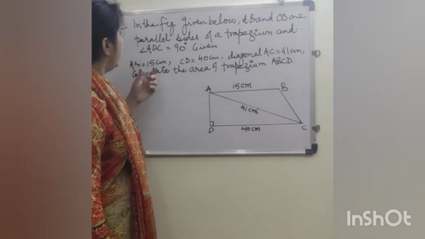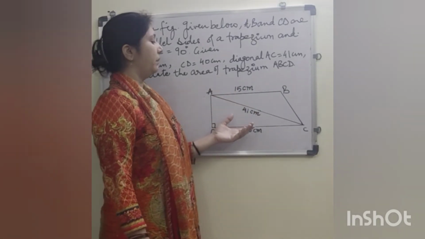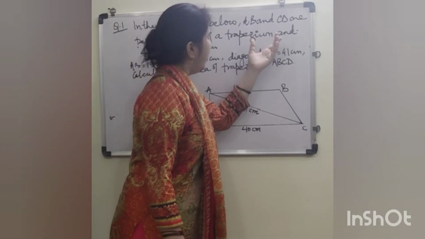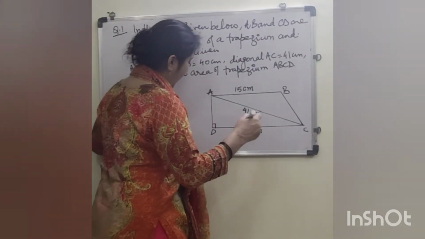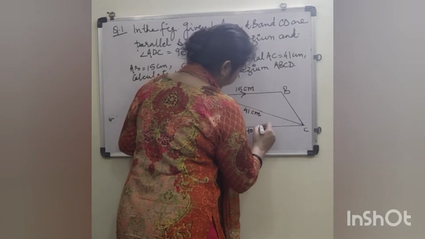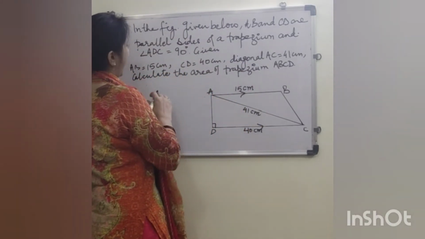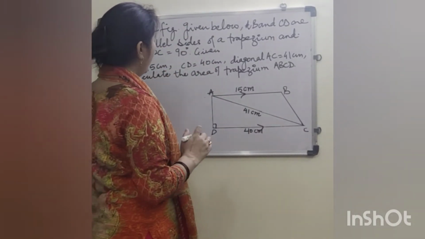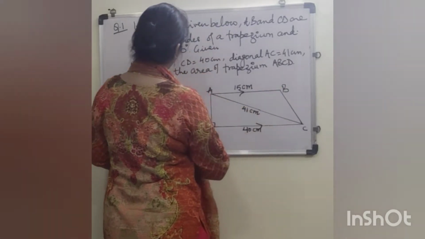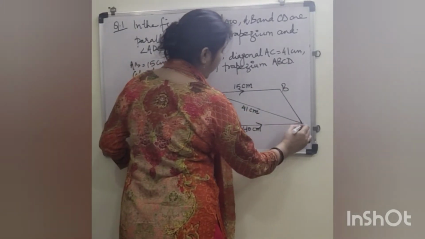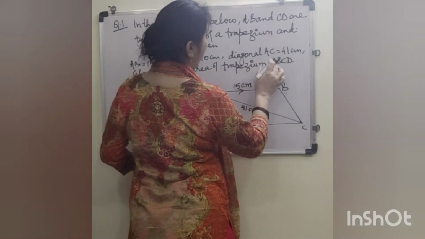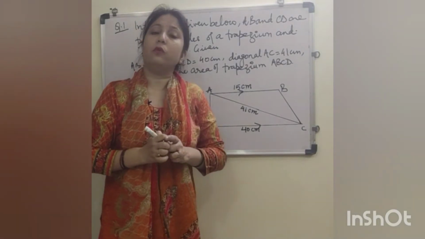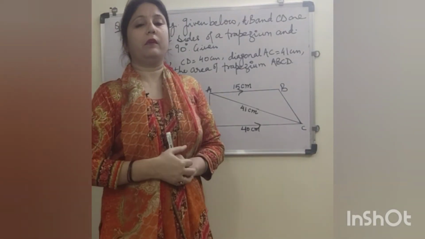Now students, here is a question for you related to trapezium. In the figure given below, means this figure, AB and CD are the parallel sides of a trapezium. Fine. And angle ADC is a right angle, that is 90 degrees. You are given AB as 15, CD as 40 as well as diagonal AC as 41. Fine. You have to calculate the area of this trapezium.